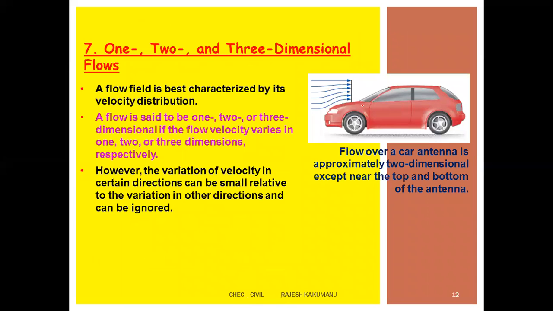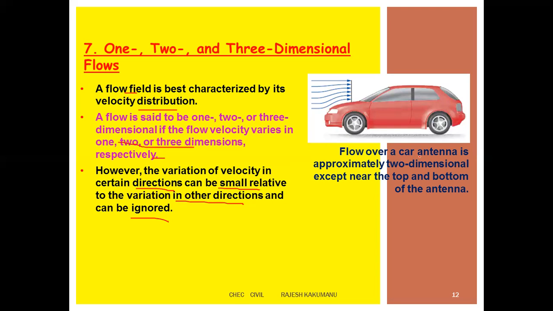It was already discussed in unit 2. A flow field is best characterized by its velocity distribution, that is, how the velocity is distributed irrespective of the body. This is characterized by the flow field. A flow is said to be one-, two-, or three-dimensional if the flow velocity varies in one, two, or three dimensions respectively. However, the variation of velocity in certain directions can be small relative to the variation in other directions and can be ignored.